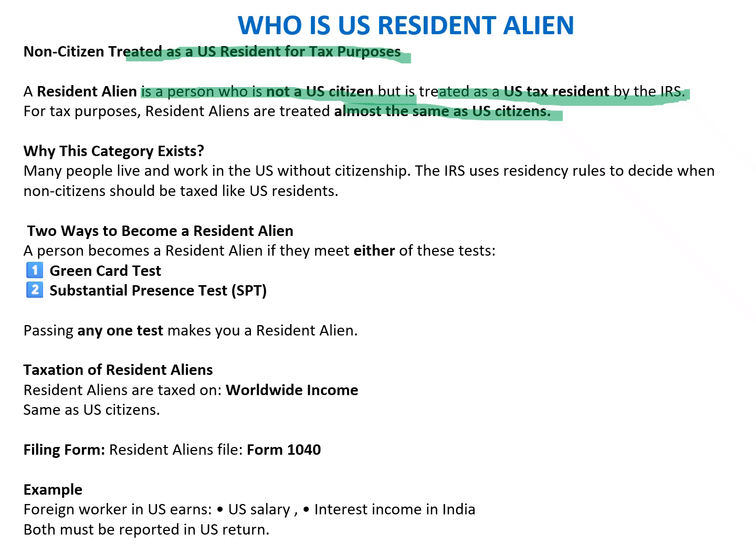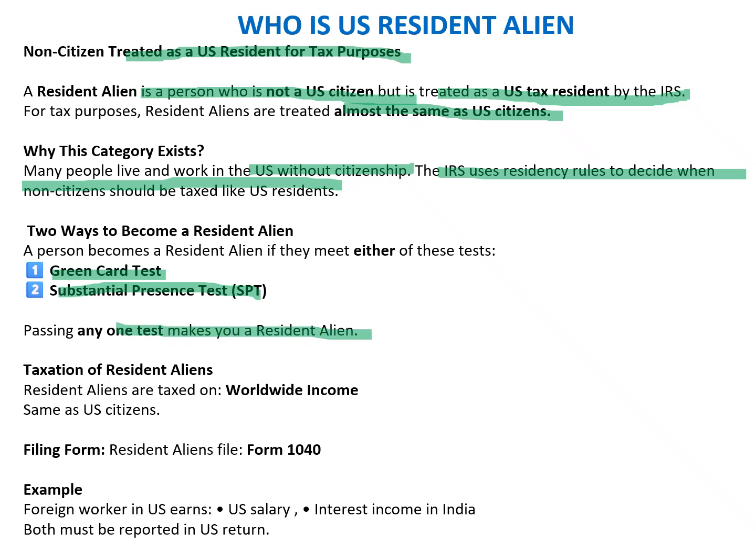So, two ways to become a US resident alien. Why does this category exist? Many people live and work in the US without citizenship. The IRS uses residency rules to decide when a non-citizen should be taxed like a US resident. And there are two ways to become a resident alien. A person becomes a resident alien if they meet either of these tests: the green card test or the substantial presence test. So a person who is not a citizen of the US and passes the green card test, or passes the substantial presence test, will be treated as a resident alien. Passing any one of the tests makes you a resident alien.